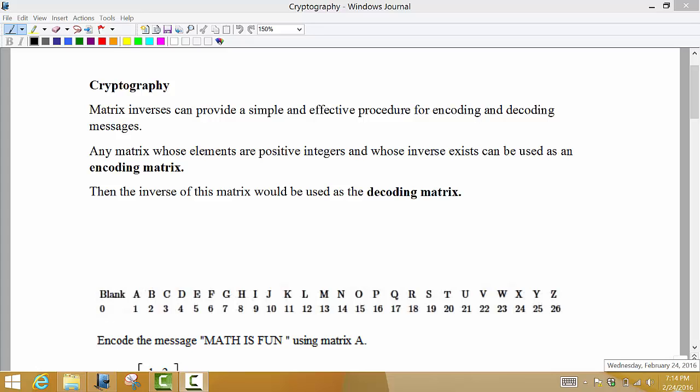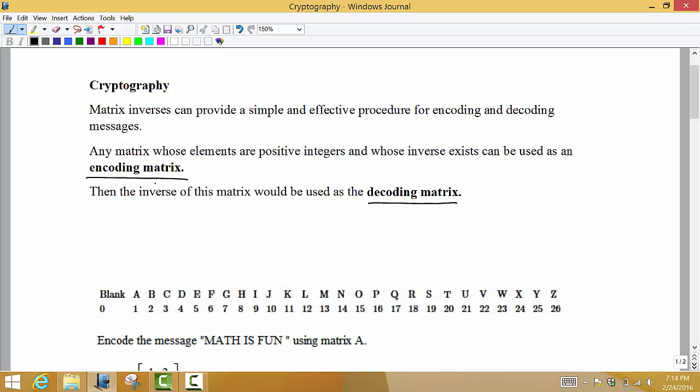In this video, we're going to see how inverse matrices can be used to encode and decode messages. This involves two things: an encoding matrix and a decoding matrix. The inverse of the encoding matrix is the decoding matrix.